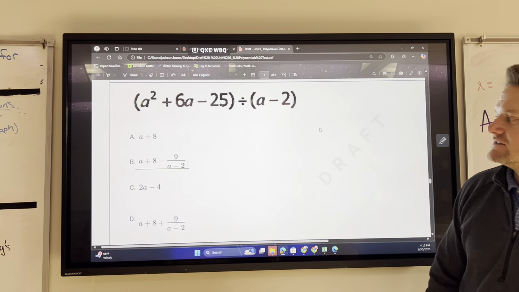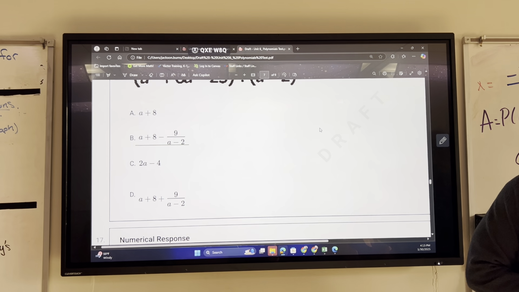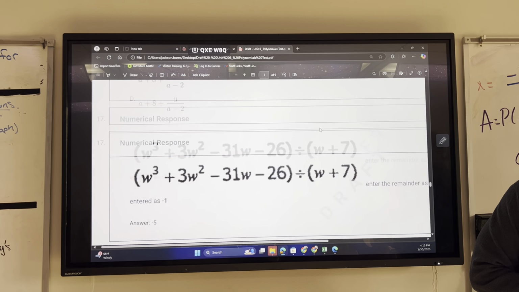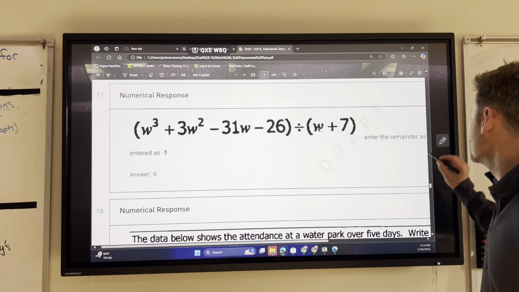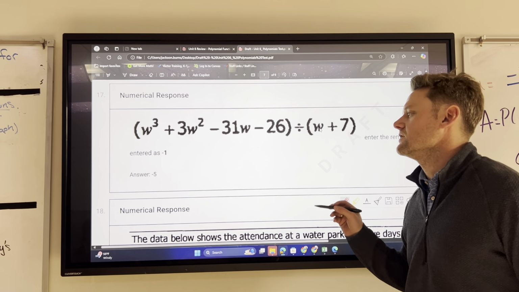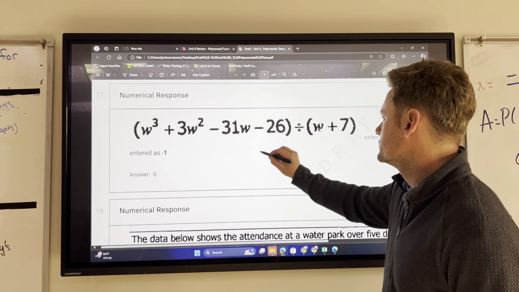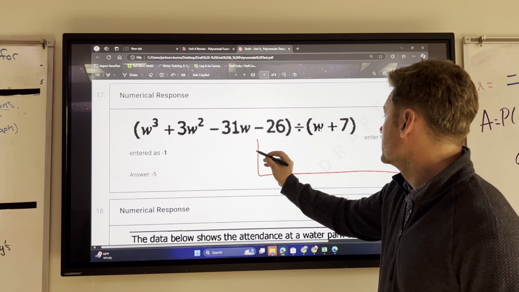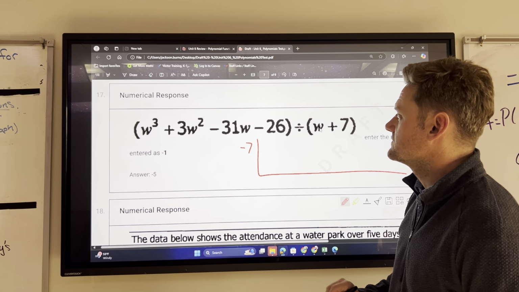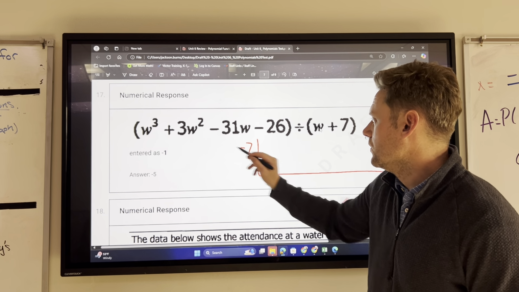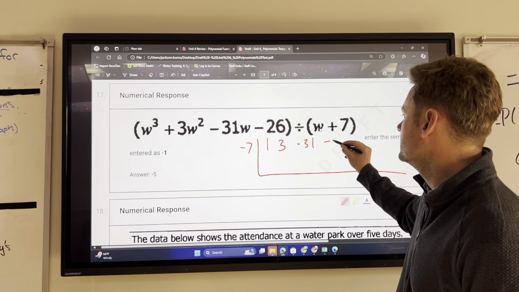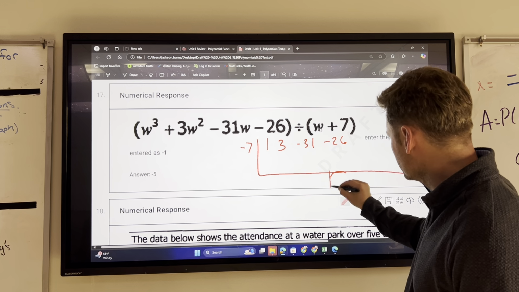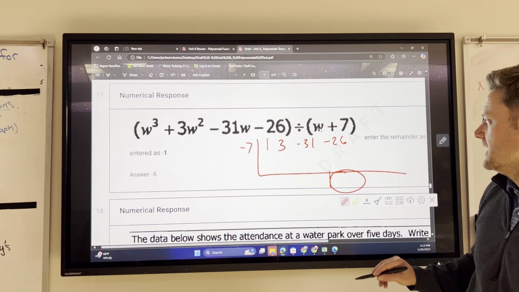This one is on the review as well, right? All right, another one on the review. You can do synthetic here. This one, I just want you to enter the remainder. So just find the remainder, and that is your answer. As you can see, it should be negative 5. But again, plus 7, so you're going to do a negative 7 out here. You're going to go 1, positive 3, negative 31, negative 26. So whatever is in this spot is going to be my answer.